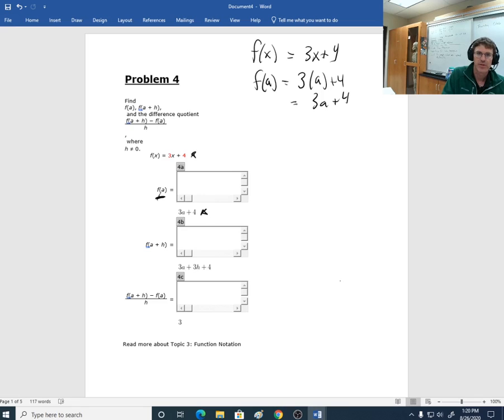Okay. Next one, f of a plus h. And this is equal to 3 times a plus h, plus 4. What does that make it? 3a plus 3h when you distribute, plus 4. And that's what that equals. Wonderful. Right there it is.